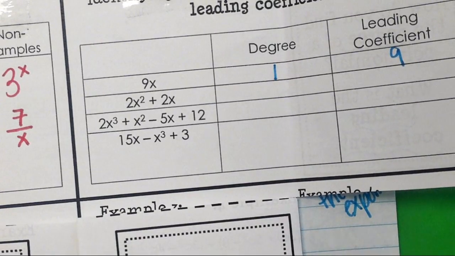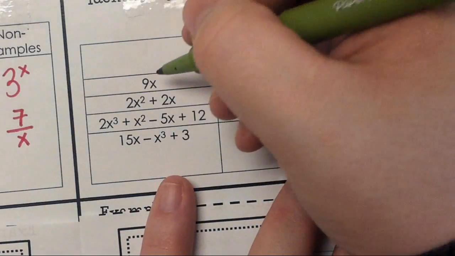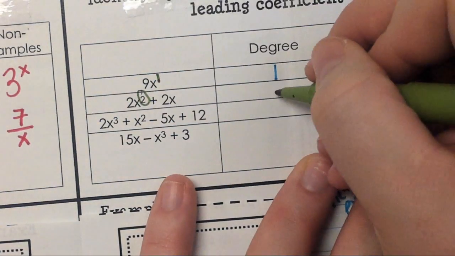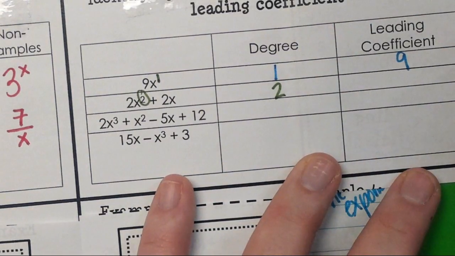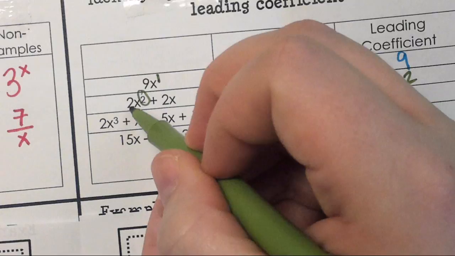Binomial. There's 2 terms. What is the degree? 2. The biggest exponent is the 2. And then what's the leading coefficient? Also 2. The number in front of that highest exponent is a 2.